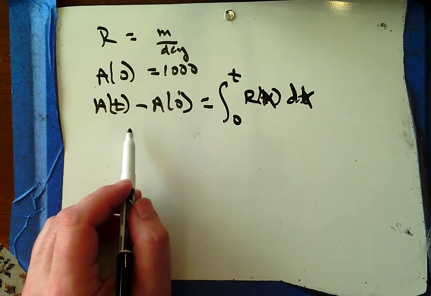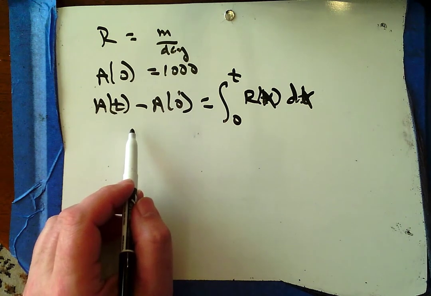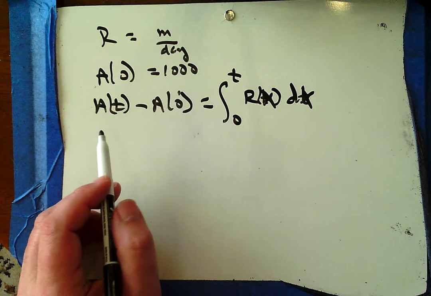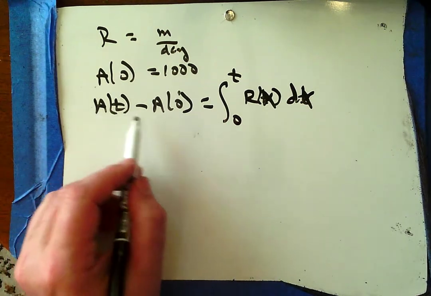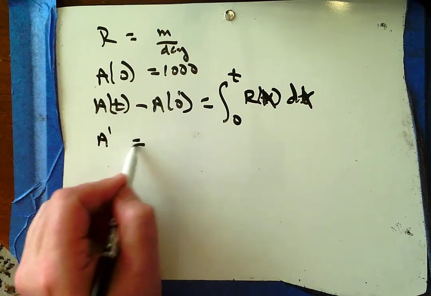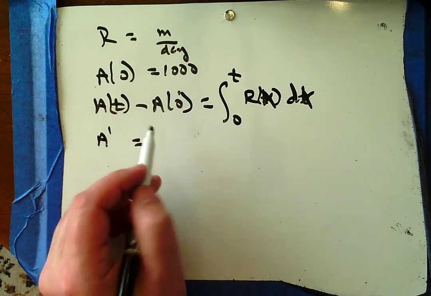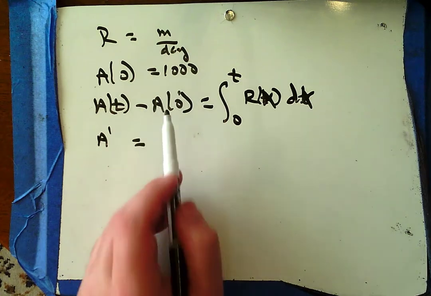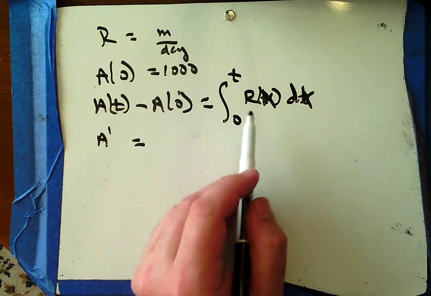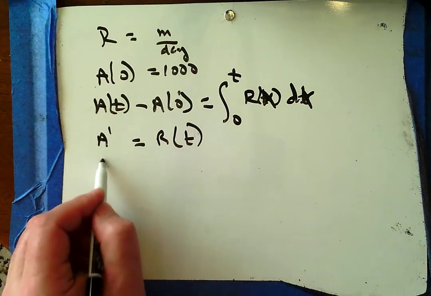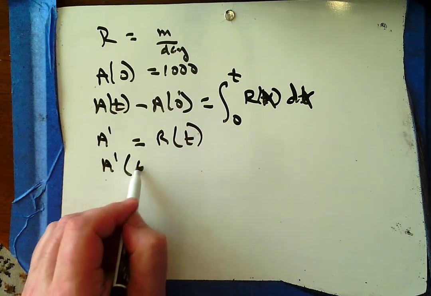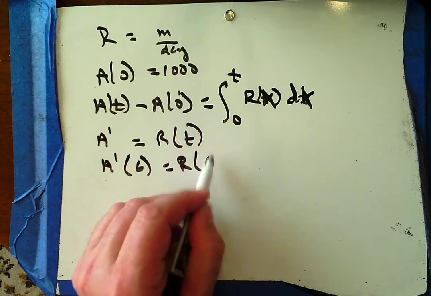And they've given me this rate function. I get to use a calculator. Let's go. Part A, show that the number of mosquitoes is increasing at time equal to 6. So the amount function, I want to show that the amount function is increasing, so I want A prime. And A prime is just the derivative. The derivative of a constant is 0. And the derivative of this integral is R of t. And so at time equal to 6, I want big R of 6.